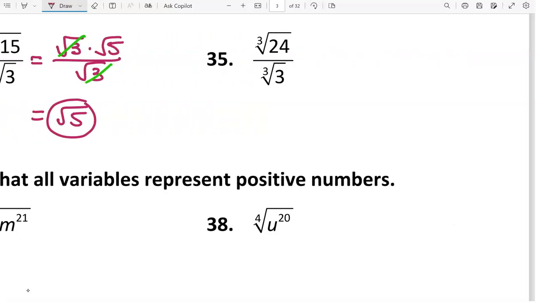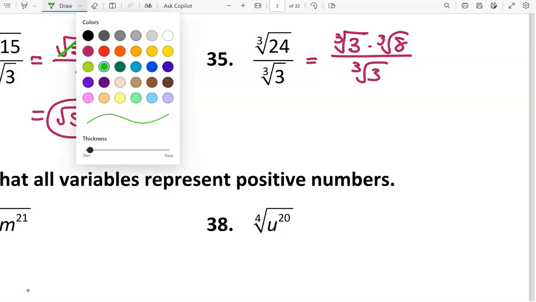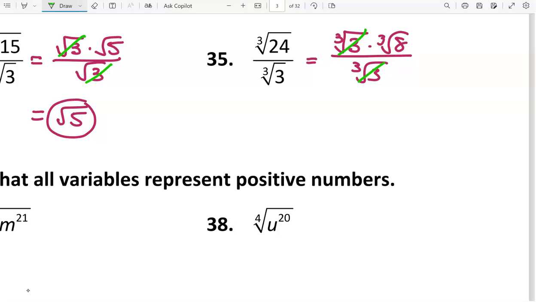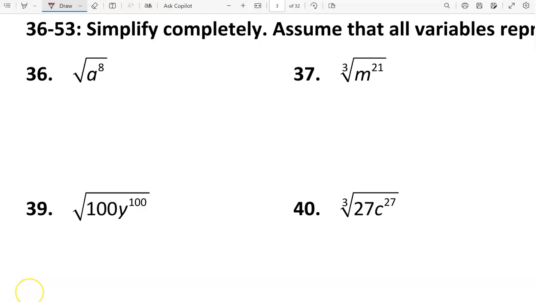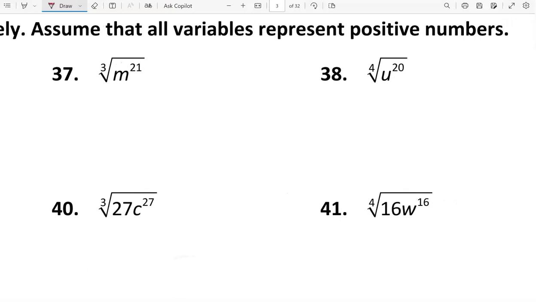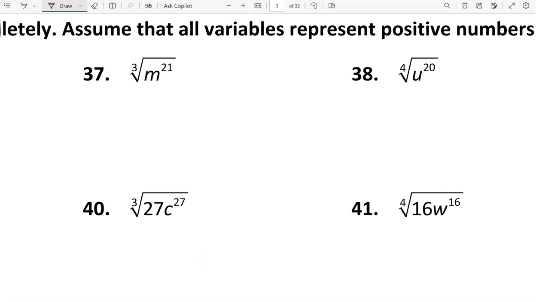In number 35, we can factor again. That's the cube root of 3 times the cube root of 8 divided by the cube root of 3. Cancel those common factors in the numerator and denominator, and the cube root of 8 simplifies to 2. Okay, in 36 through 53, we are simplifying expressions that involve variables. Now we're going to assume that all variables represent positive numbers, so we're not going to use absolute value. It's not necessary.